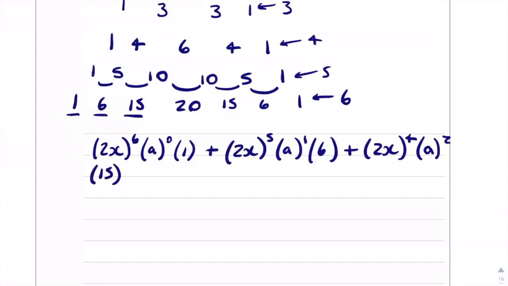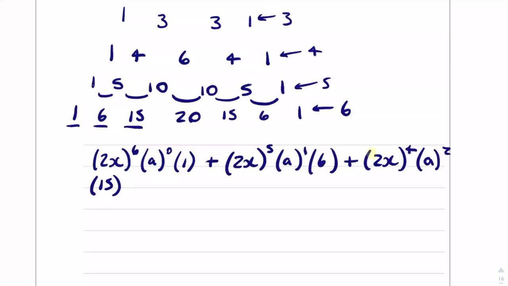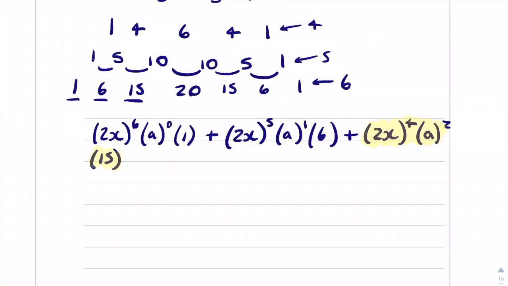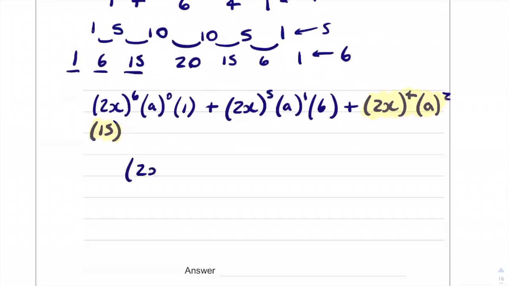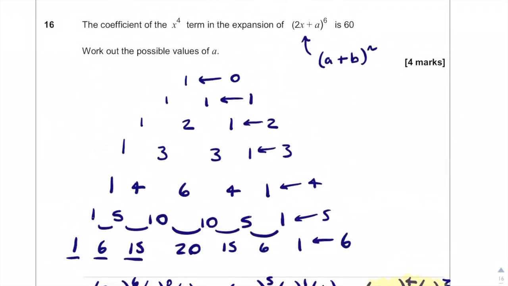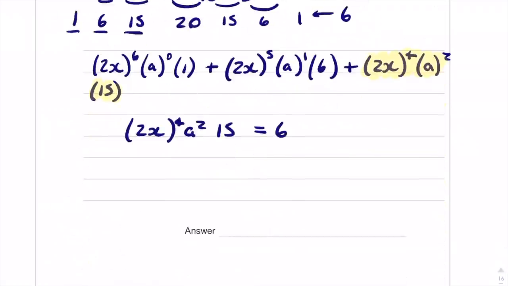And I'm going to stop there because, as you can see, this is our x to the power of 4. This is our term which will have the coefficient of x to the power 4. So we've got (2x)^4 multiplied by a squared multiplied by 15. And this is going to be equal to the coefficient which we know is 60. So if we expand the left hand side out, we're going to get 2 to the power 4, which is 16, x^4 a squared 15 equals 60.